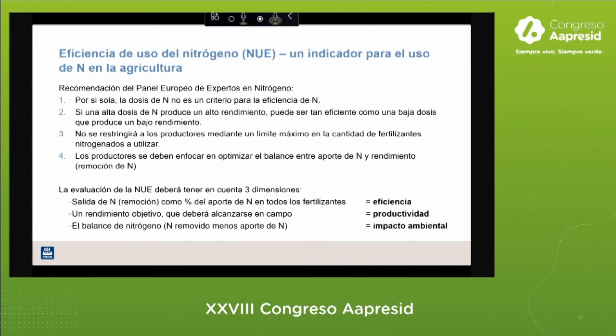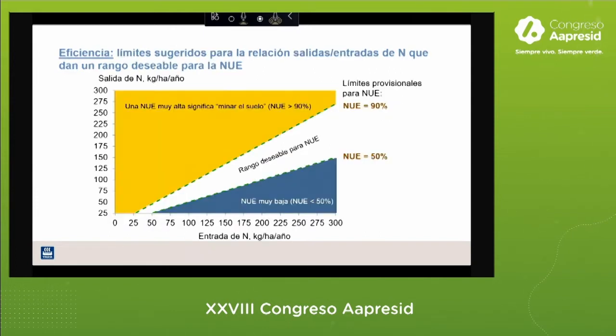And then last but not least, there's the environmental dimension, and that can be illustrated by the nitrogen surplus. So the absolute amount of nitrogen that has been applied but not taken up by the crop. So that's a potential for losses to the environment. Let's see how the nitrogen panel has converted these ideas into an illustration, basically.